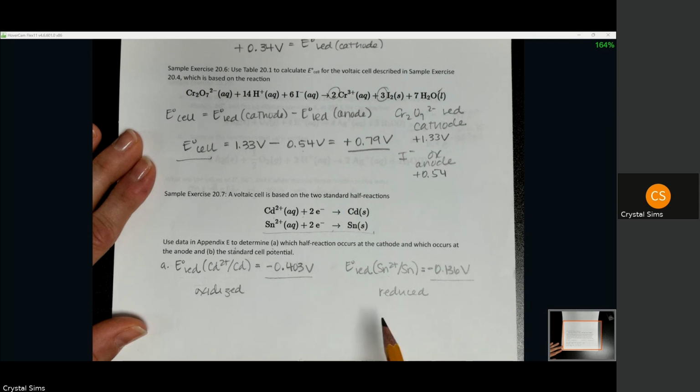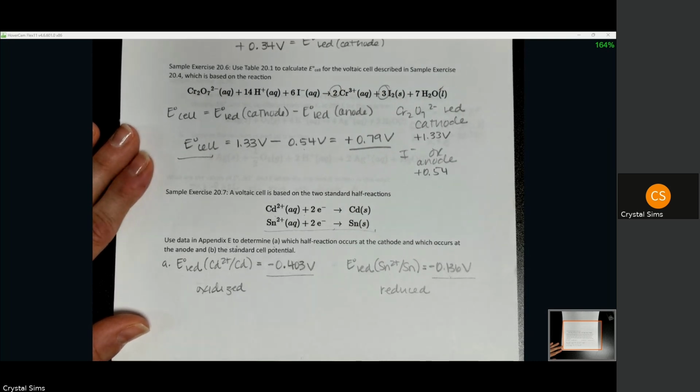So let me talk through that again. They're both negative, okay? This one, the tin, is closer to 0, so it is the one that is most likely to happen, because when you look at Appendix E or Table 20.1, what you're looking at is the potential to be reduced. Positive values have more of a potential to be reduced. When you have ones that are both negative, you have to look at which one is the closest to 0. And it would be this one, and so it is going to be reduced.